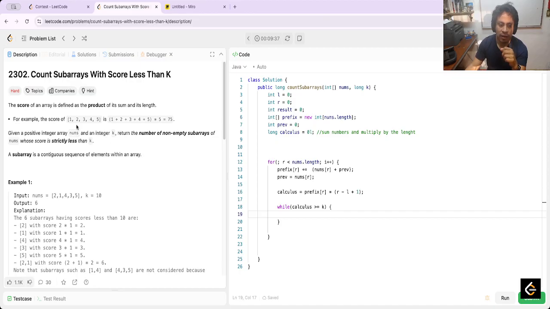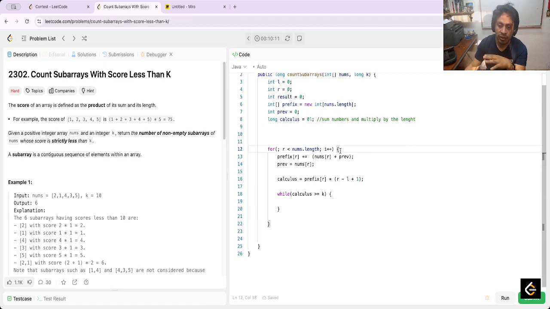It's only one. The result of this operation, adding the numbers multiplied by the length, should be less than k. For example, here 1 plus 2 plus 3 plus 4 plus 5, multiplied by the number of elements, which is 5, gives 75. If k is 10, 75 is not less than k, which means I need to reduce the size of this window.